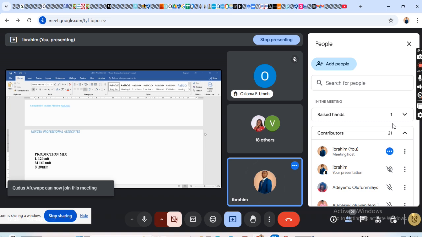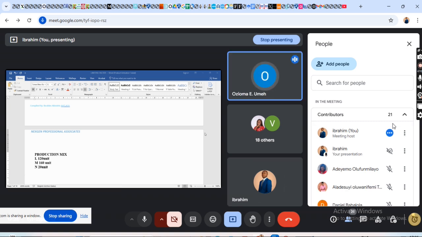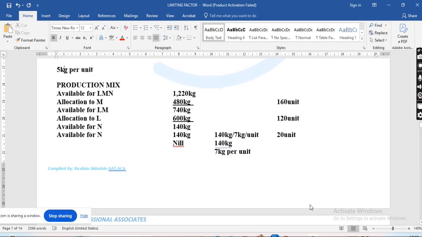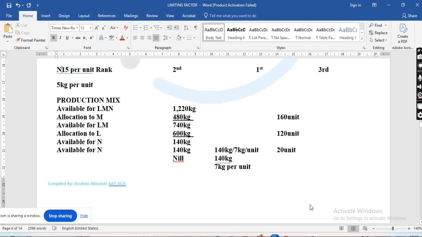Okay, Uzoma. Good evening. Can you kindly scroll up to the production mix? There was something that you wrote, that 740 kg. Is it not supposed to be available for L and N because we've already allocated for M? And the one you wrote as available for N, that second 140, is not supposed to be allocated to N. Okay. Thank you.